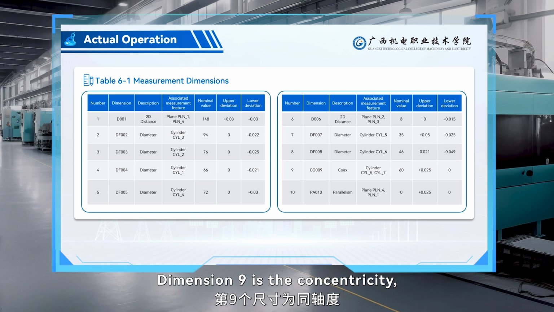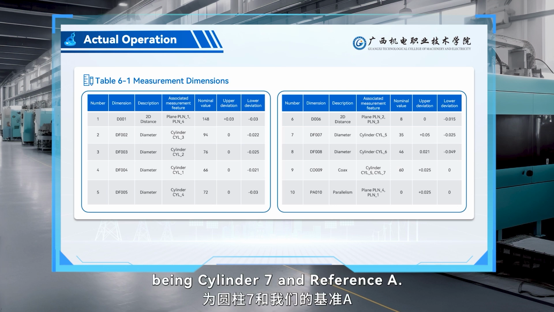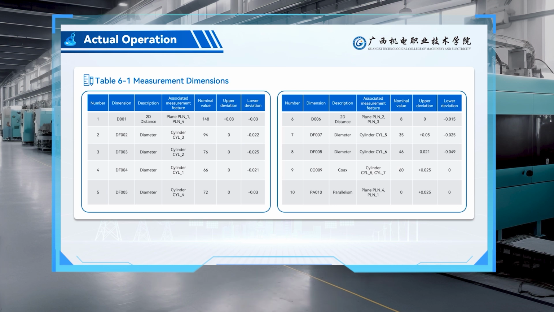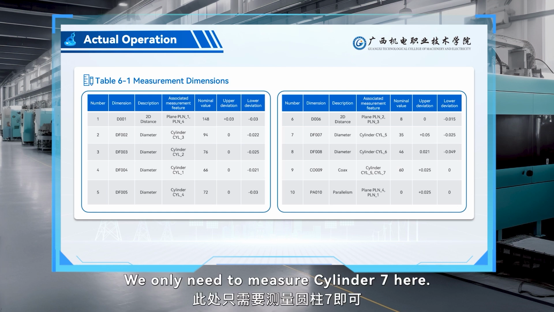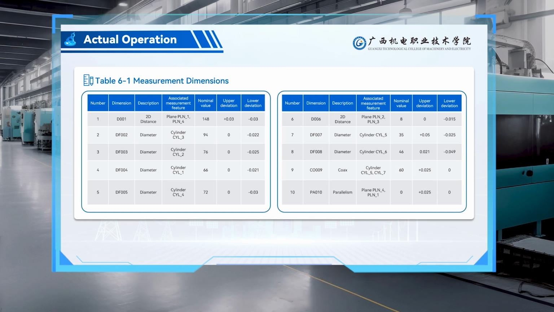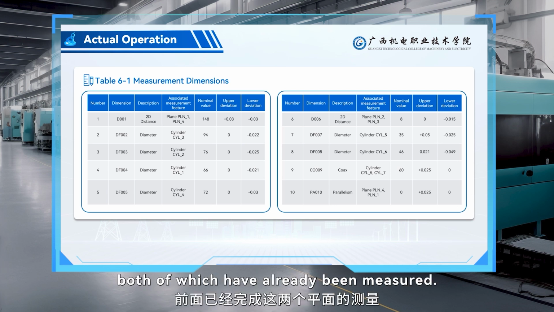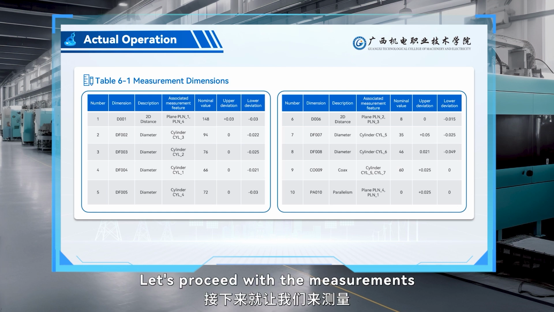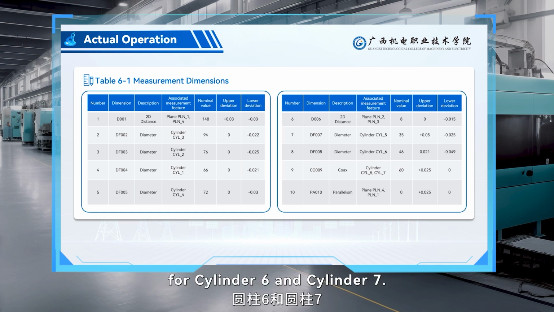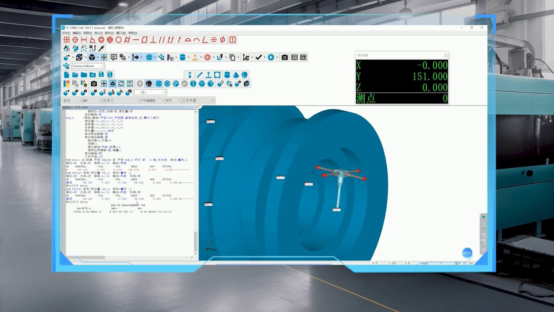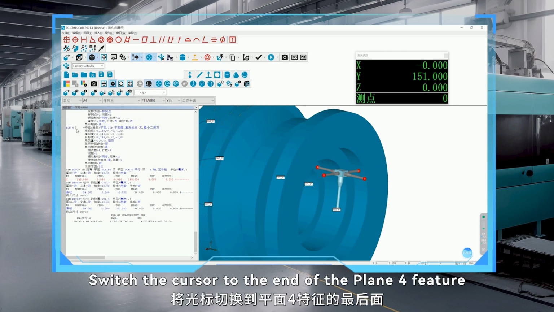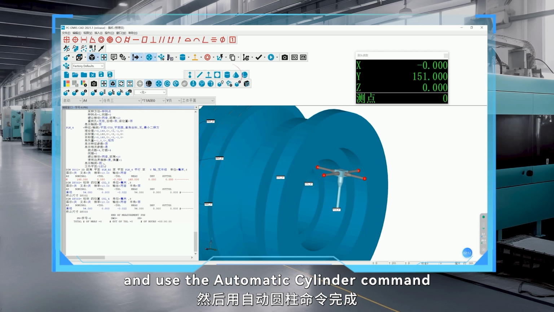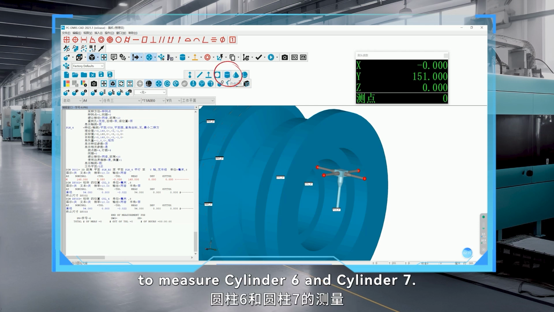Dimension 9 is the concentricity, with the associated features being cylinder 7 and reference A. We only need to measure cylinder 7 here. Dimension 10 is parallelism, with the associated features being reference A and plane 4, both of which have already been measured. Let's proceed with the measurements for cylinder 6 and cylinder 7. Switch the cursor to the end of the plane 4 feature and use the automatic cylinder command to measure cylinder 6 and cylinder 7.